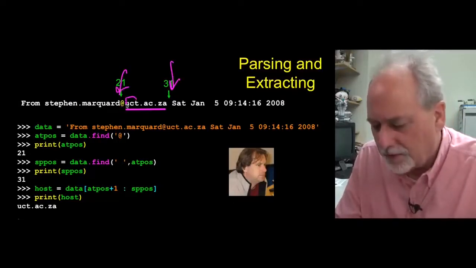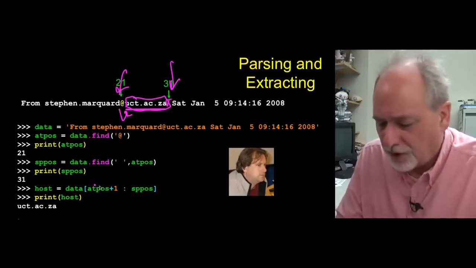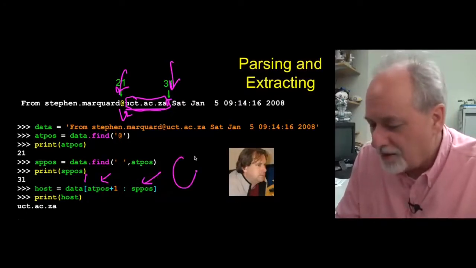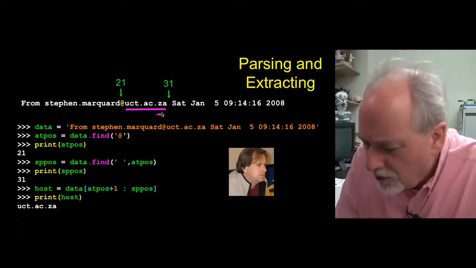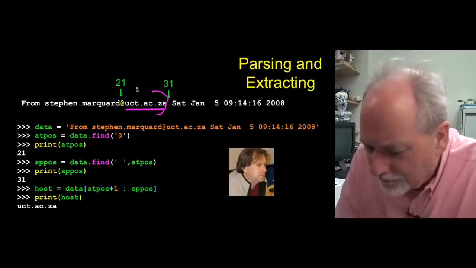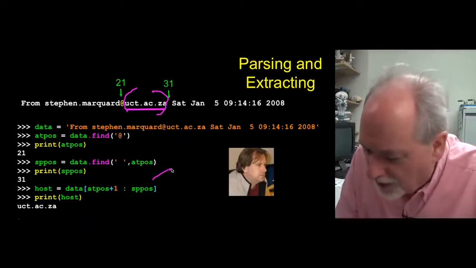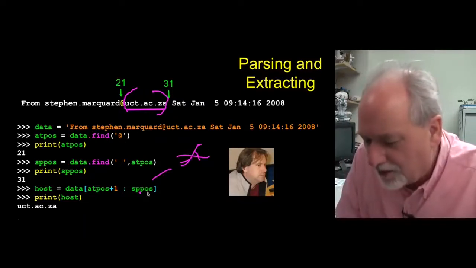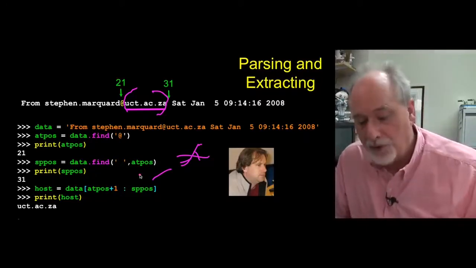Now what we really want is this bit right here. We have to go one beyond the @ sign, and we don't want the space. So we use slicing: data at position plus 1 up to but not including the space. Oh, smiley face, because we didn't have to say space minus 1, since it's up to but not including. The thing at the position of the space is not included, so that's already a little benefit of up to but not including.